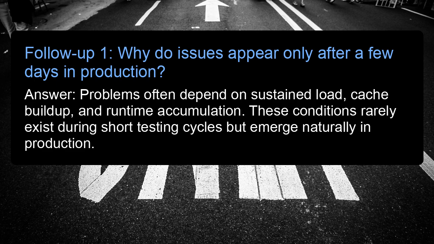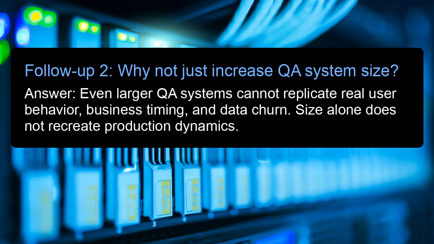Follow-up 1. Why do issues appear only after a few days in production? Answer: problems often depend on sustained load, cache buildup, and runtime accumulation. These conditions rarely exist during short testing cycles, but emerge naturally in production. Follow-up 2. Why not just increase QA system size? Answer: even larger QA systems cannot replicate real user behavior, business timing, and data churn. Size alone does not recreate production dynamics.